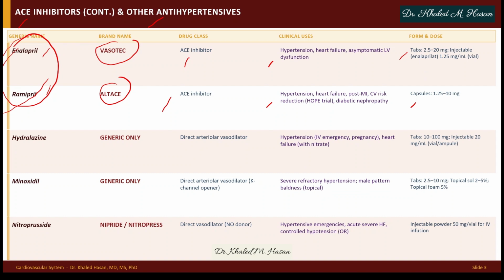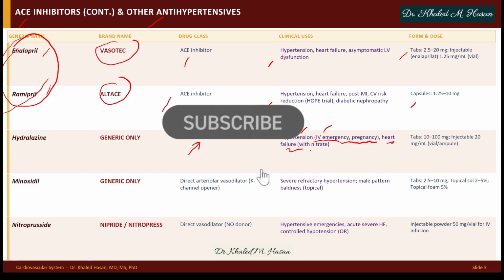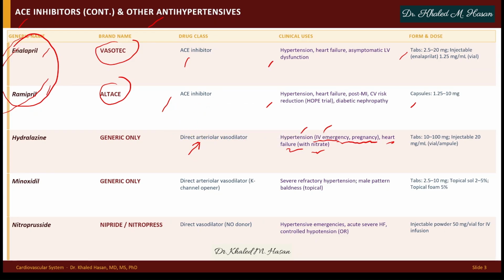Hydralazine is available as generic hydralazine. Hydralazine is considered a direct arterial vasodilator. Hydralazine is used for hypertension, including IV for emergencies during pregnancy. Pregnant women suffering from hypertension, this is an emergency during pregnancy. It can also be used for heart failure in combination with nitrate. Hydralazine is available as tablet and injection, as you can see here.